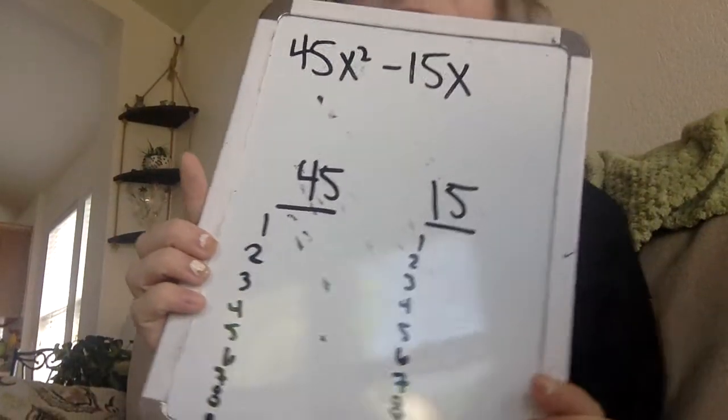So if I've got 45x squared minus 15x, my first step is to find the factors of 45 and 15. So just like usual, I'm going to write 1, 2, 3, 4, 5, all the way to 10 for each of them. I've got my handy dandy calculator, and I'm going to start dividing. 45 divided by 1 is 45. 45 divided by 2 does not work, so I'm just going to cross it off.